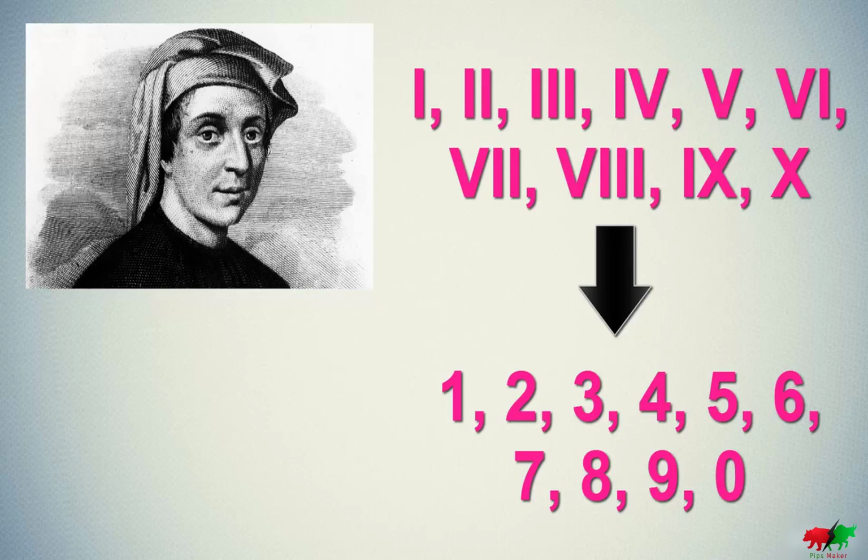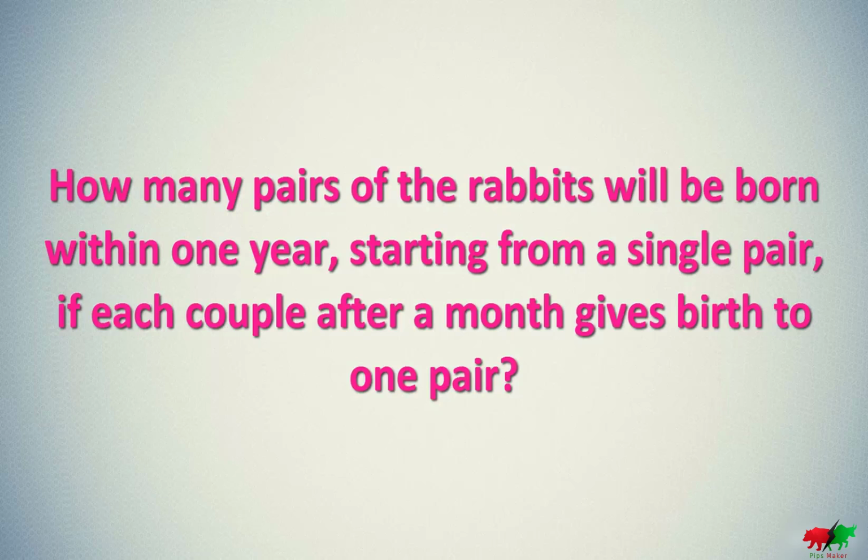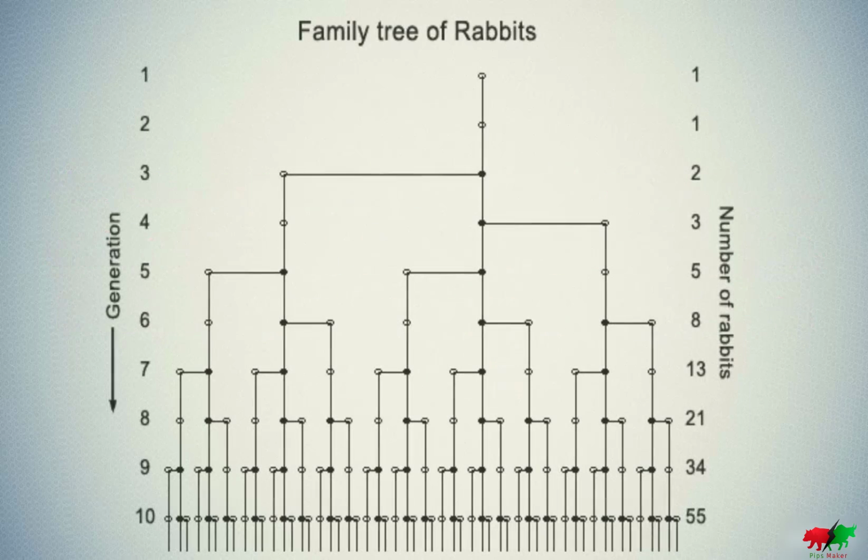Here is the problem of Fibonacci that is introduced. How many pairs of rabbits will be born within one year, starting from a single pair, if each couple after a month gives birth to only one pair? This is the rabbits' family tree. The diagram shows the family tree of the rabbits with a logarithmic acceleration. If such a sequence ran for several years, the number would become astronomical.